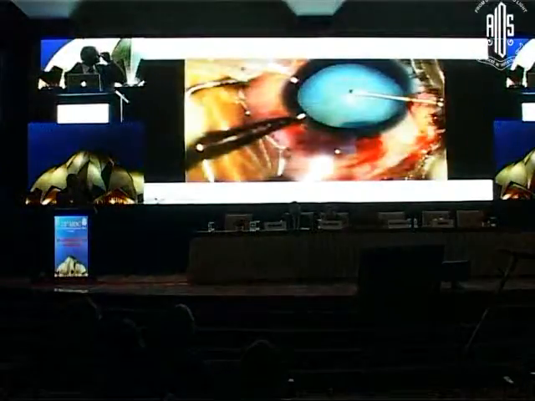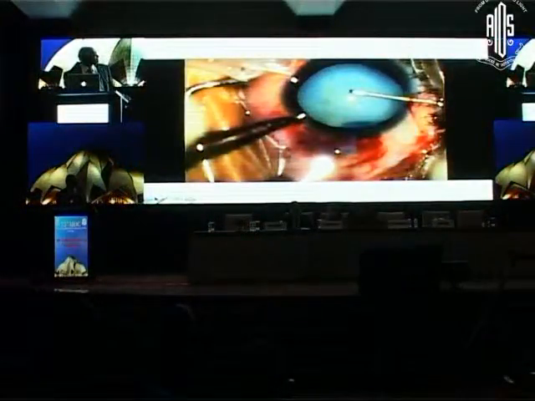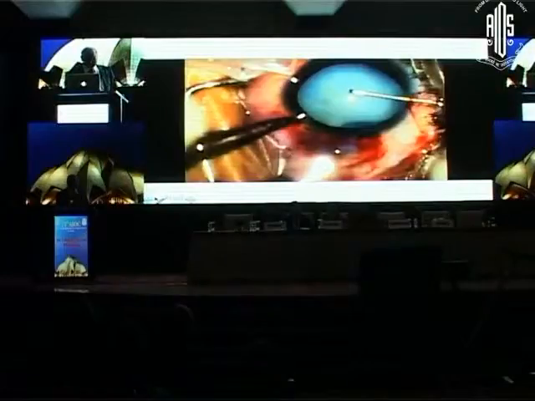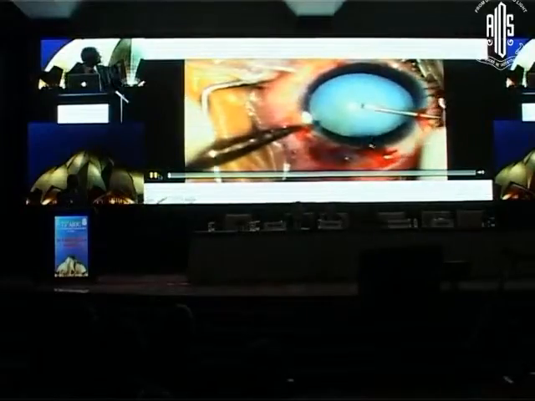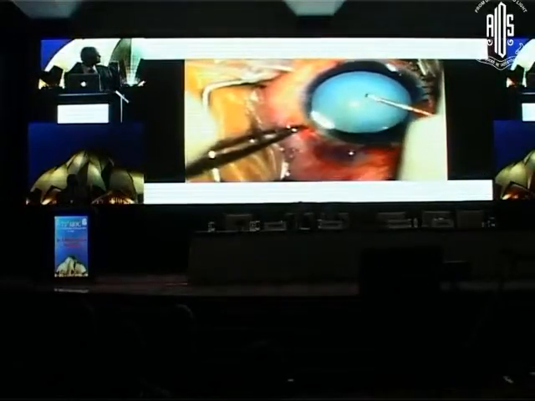Now this is another type of thing. This is the Morgagnian cataract. See here.